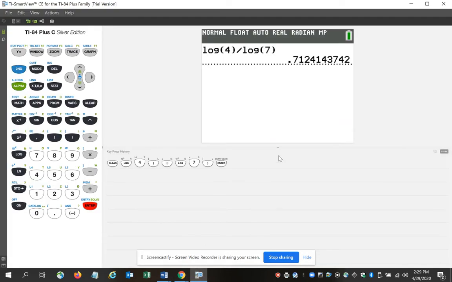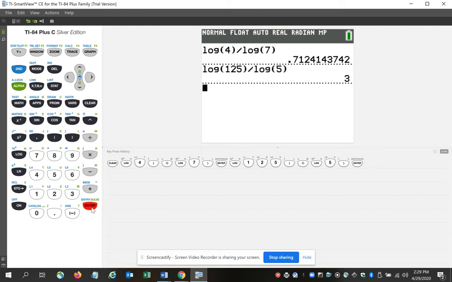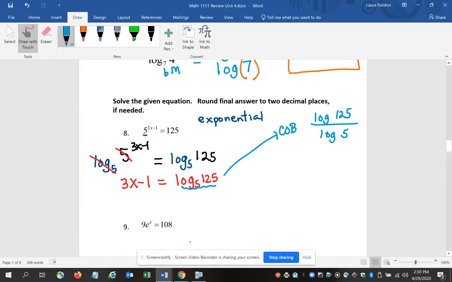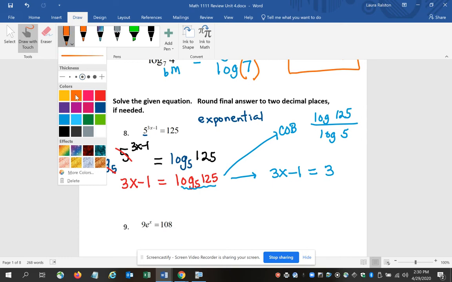I'm going out to my calculator. Log of 125, close the parentheses, divide by log of 5, close parentheses, enter. And it's 3. Okay, so I get a nice neat number. So I can go ahead and replace that. So this becomes 3x minus 1 equals 3. So I kind of get a nice equation now. That's good old basic algebra.